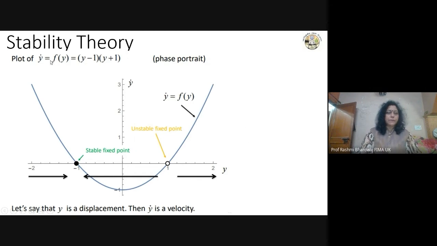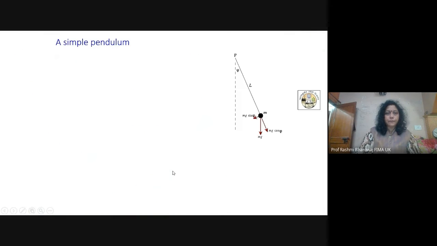Suppose I take a simple example, y minus 1 and y plus 1. Of course your two points are y equal to 1 and minus 1. So this is minus 1 and this is 1. Now we know that this is a stable fixed point because the trajectories are coming closer here, and this is an unstable fixed point because the trajectories are moving apart from this point, with y dot equal to f of y. Now I am taking a simple pendulum case.